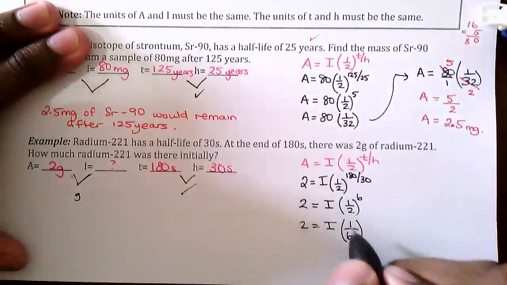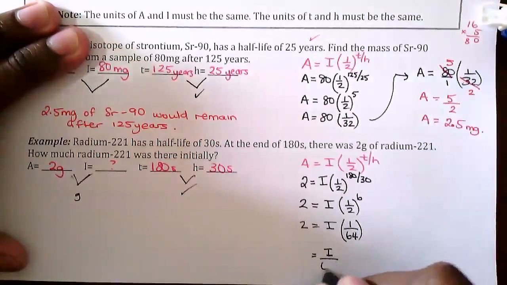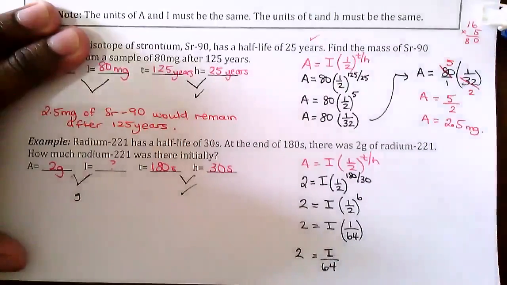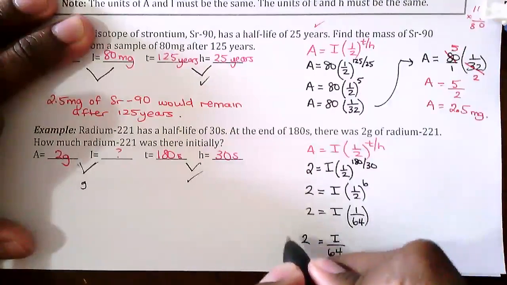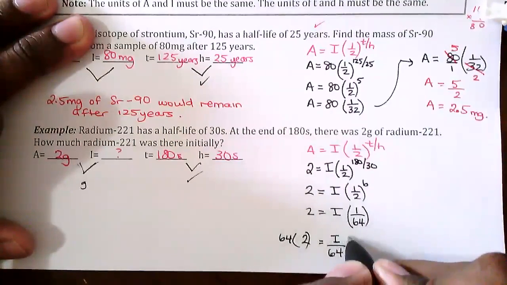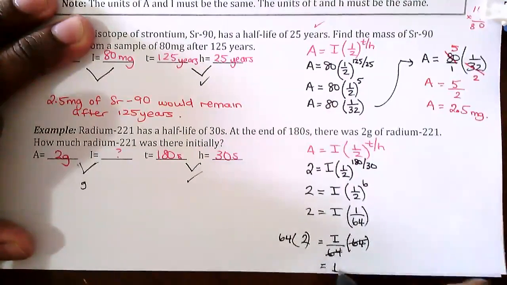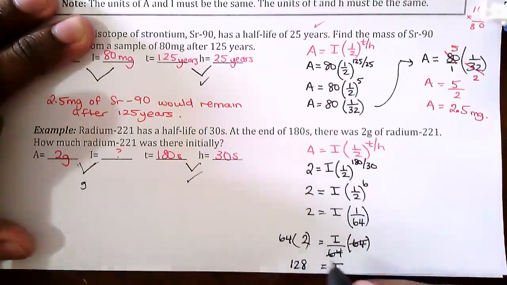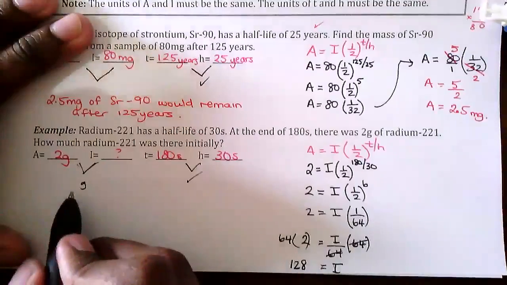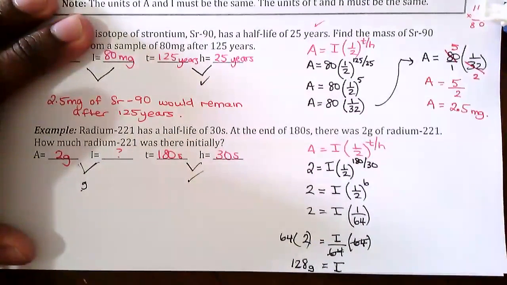And let's simplify this. On the right side, I'm just multiplying fractions. So I times 1 is I over 64 equals 2. I want to isolate for I, so I'm going to multiply both sides by 64. These cancel out, and what I'm left with is I is equal to 128. Again, we need to measure in grams because the amount was measured in grams. So I is equal to 128 grams.